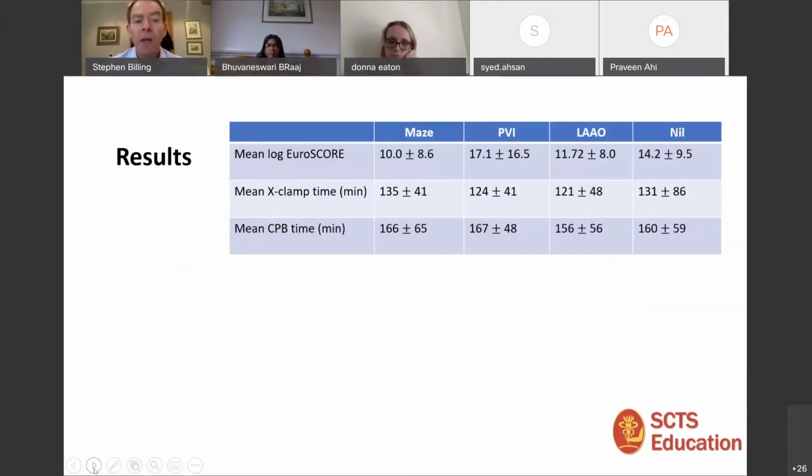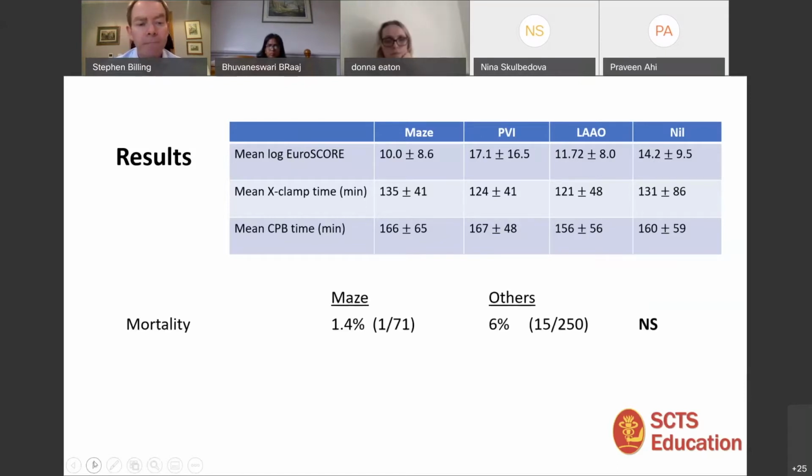And looking at the risk score, I think you'd have to agree these are high-risk patients with a mean log Euro score of at least 10. It's interesting that the PVI group have a higher risk profile than the maze group, so there may be some tendency for selection bias here. But importantly, all the bypass and clamp times are similar, and often the concern in adding an ablation is that you may add to the operative time. That does not seem to be the case. Next, please.